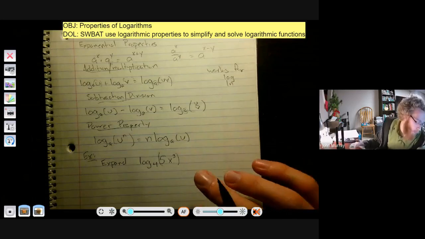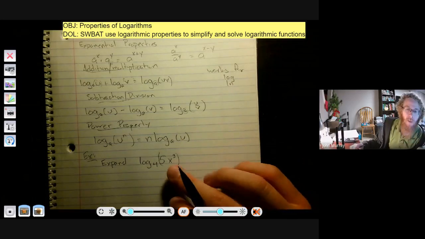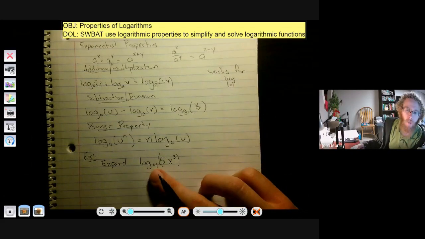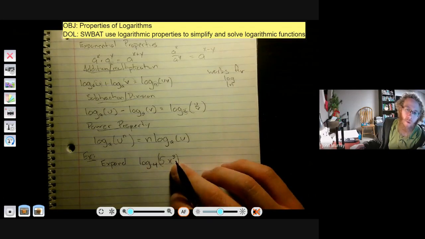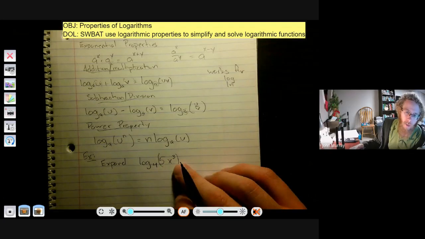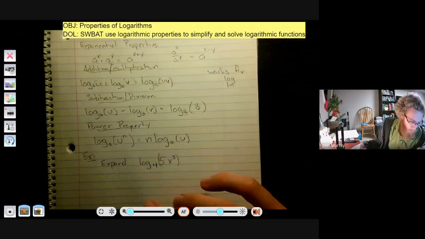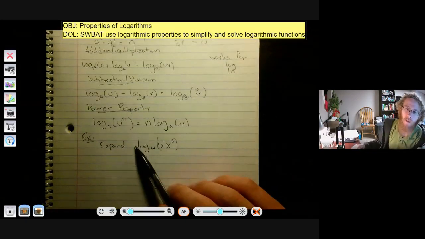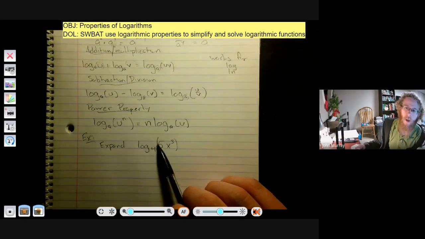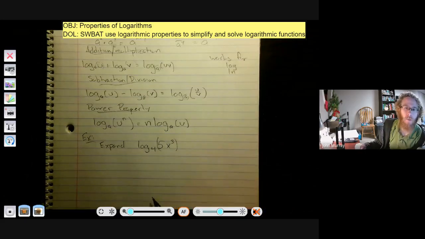So, just a side note, I like using parentheses after the log just to make sure that the base and everything else is separate. Okay. You may not always see it like this. You may see it without the parentheses. I add the parentheses just for clarification. All right. So I want to expand the term log base 4 of 5x to the third.